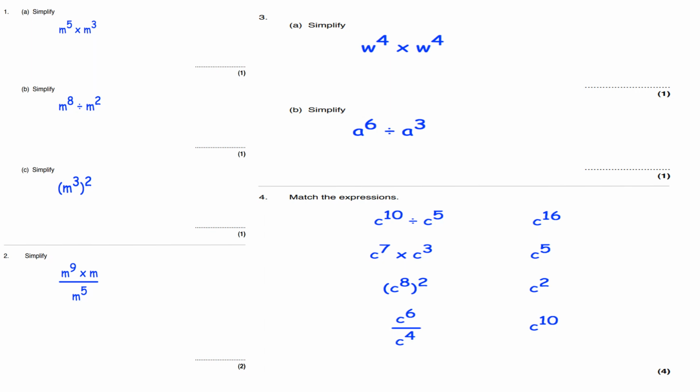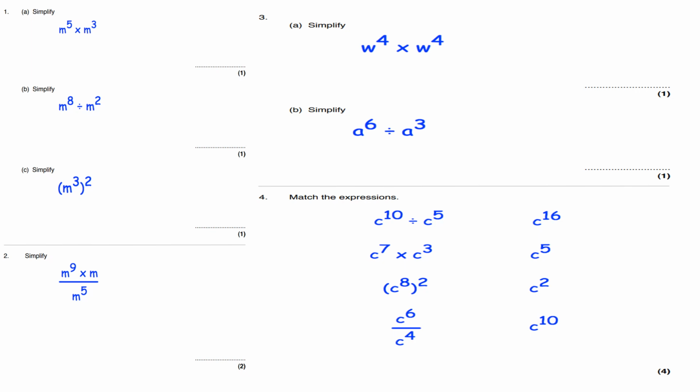Key Stage 3 maths, looking at the laws of indices. So going over the laws and rules of indices in roughly 456 seconds. Let's go. This is question number 1a. Simplify m to the power of 5 times m to the power of 3.